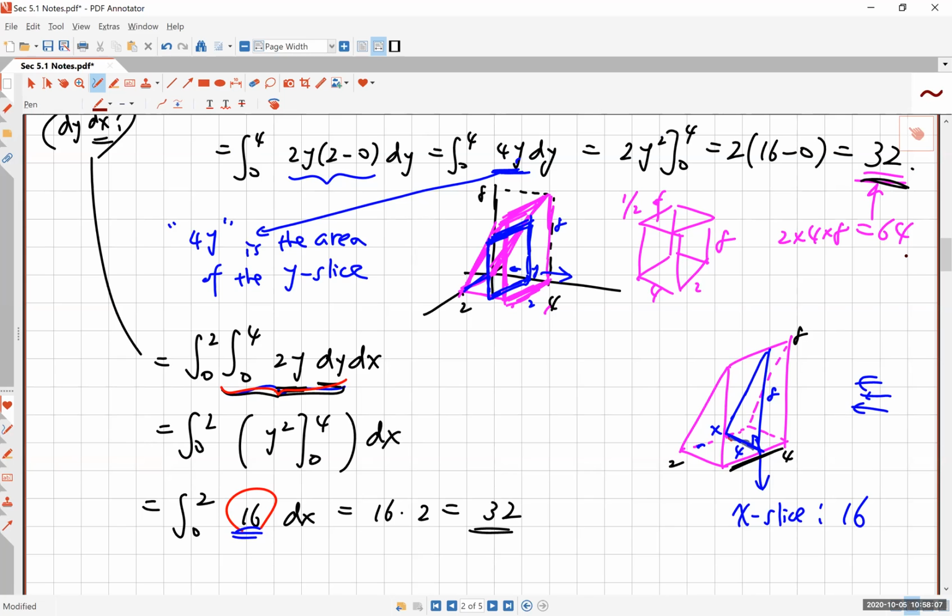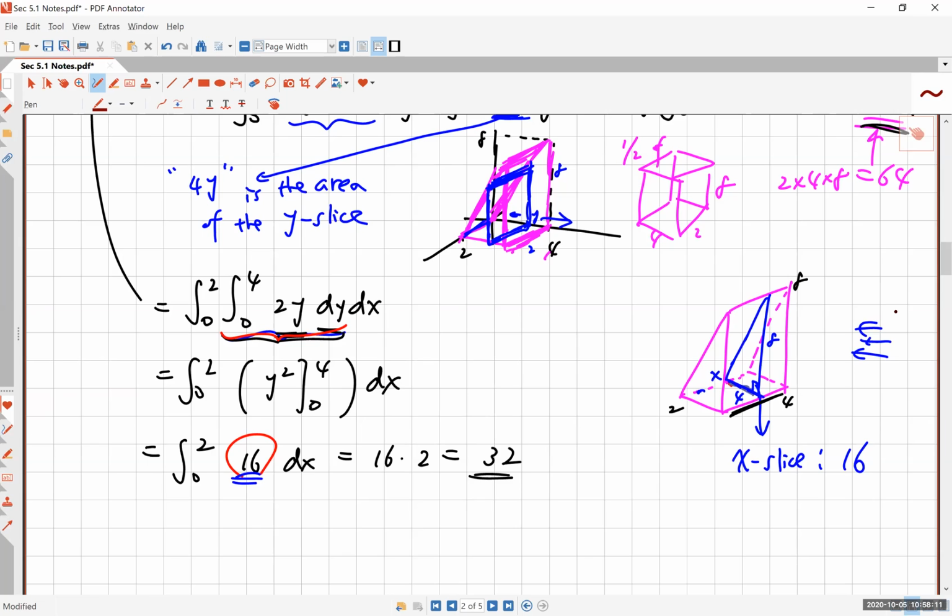But you also recognize this as the volume of this prism type of a block of wood or block of cheese, right? And so that's what you do. And the order should not matter. Either way, you will get the same answer.